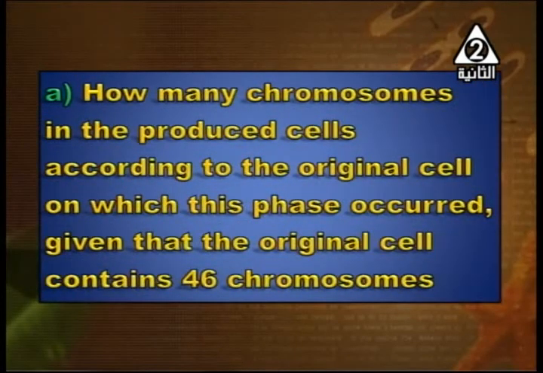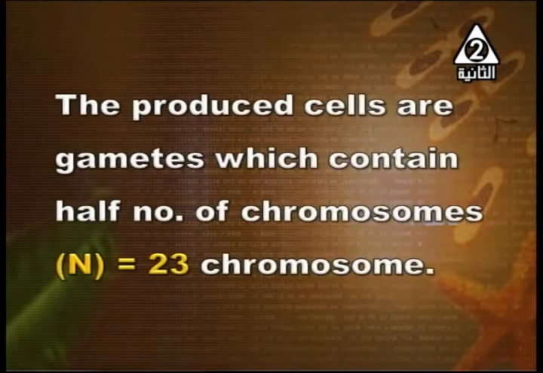How many chromosomes are in the produced cells compared to the original cell on which this phase occurred, given that the original cell contained 46 chromosomes? The produced cells are gametes, which contain half the number of chromosomes, which equals 23 chromosomes.